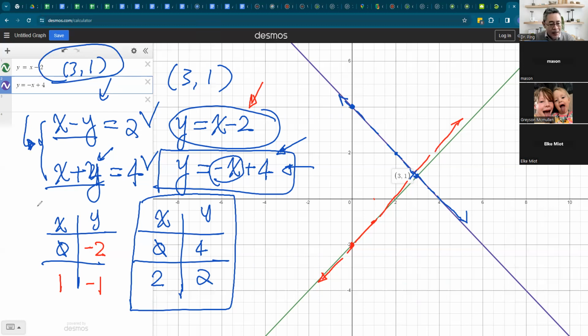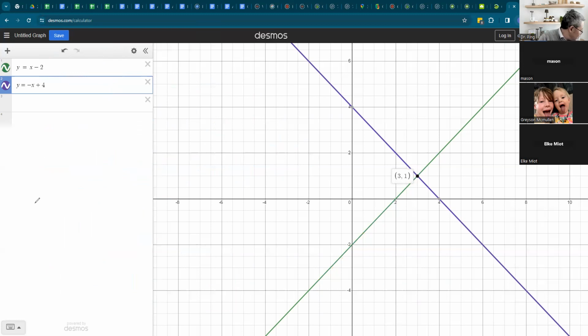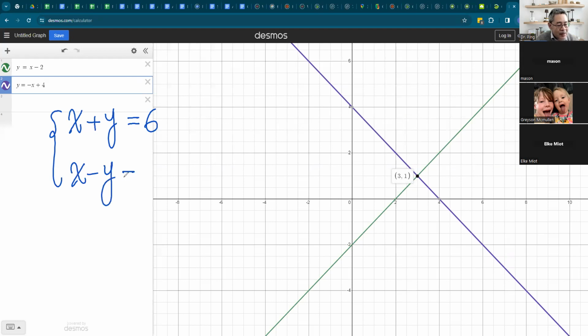Okay. Let's try a couple more, just to help us get this right. We have x plus y equals 6, then x minus y is 2. So what is our solution? Same thing, we're first going to change that to linear equation. Then we're just graphing it.